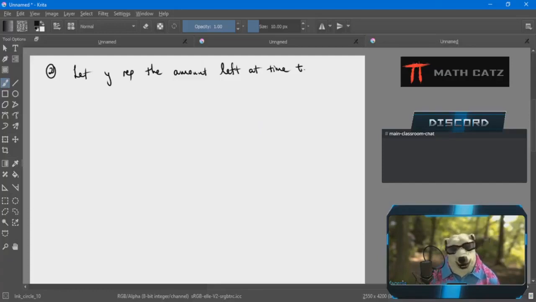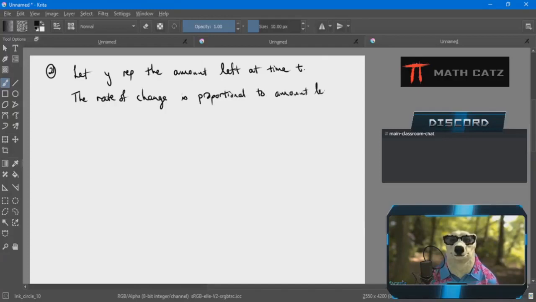So it's a situation of I have some substance, some material, something that decays over time, that becomes less, and I'm trying to keep track of how much I have left at that time. But still I have the rate of change, which will now be a decrease, of course, is still proportional to the amount left over at that time.